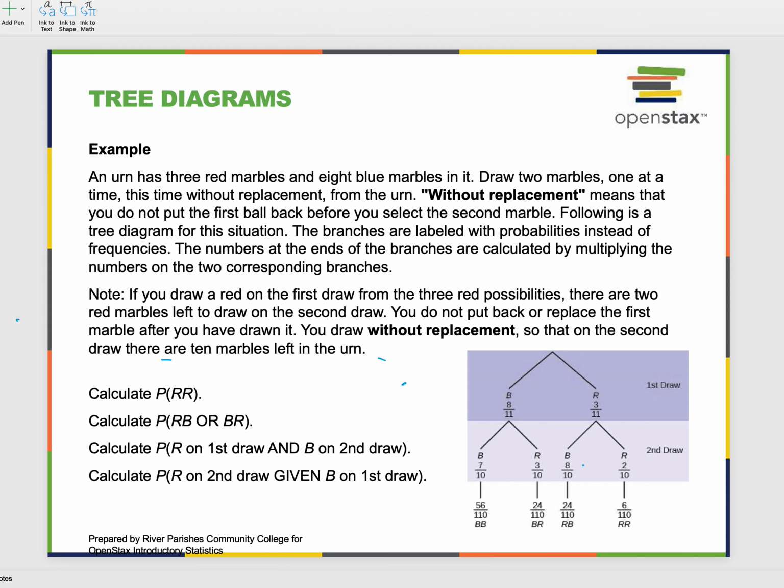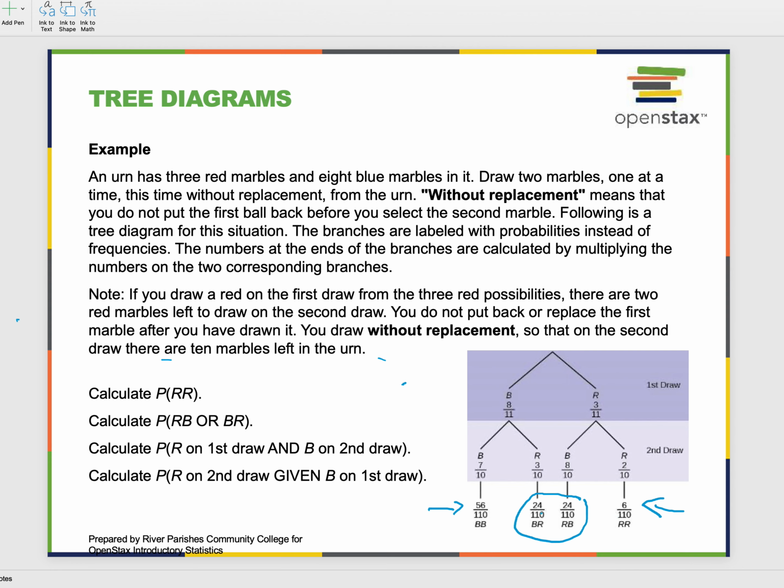To get to this level, how did I get red, red? 6 out of 110. How to get red, blue? 24 out of 110. Well, these two are the same again. This tends to happen. And then to blue, blue is this one. So how do I answer these questions? Probability of red, red is 6 out of 110. You can put it in your calculator and get the percentage if you want.